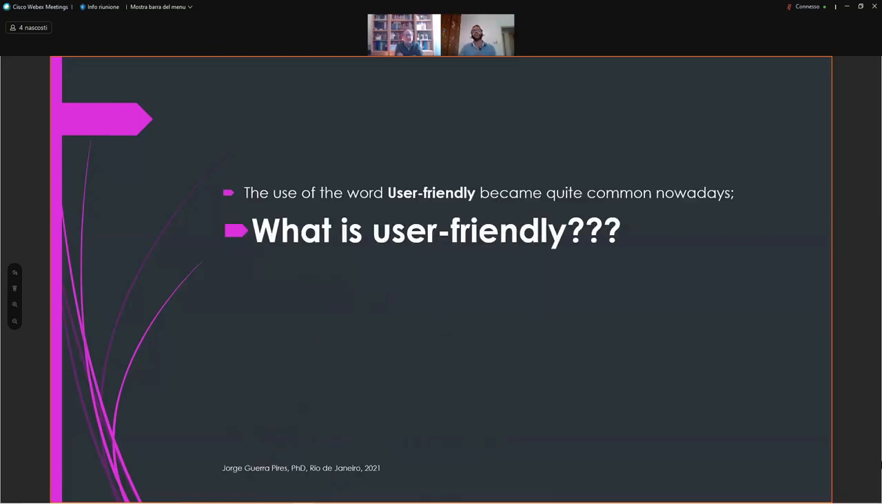So what is a user-friendly interface? As I put in the title, my challenge is to work with user-friendly interfaces. So what is a user-friendly interface? One of the difficult moments when I was writing the paper was that one of the authors gave me feedback when I used the word user-friendly, and he's right.